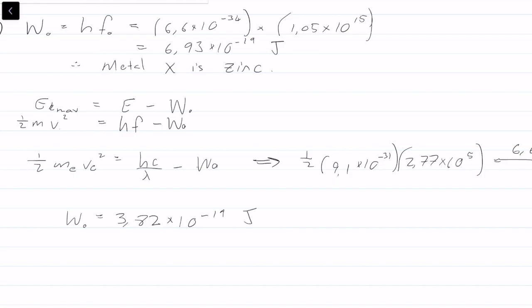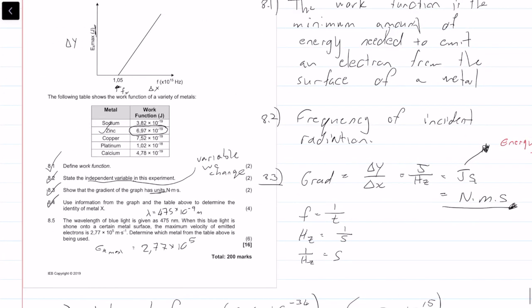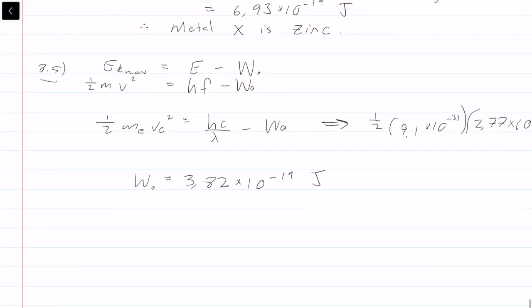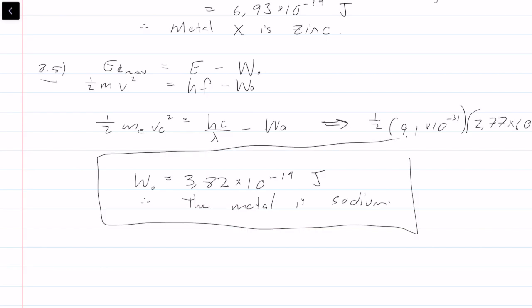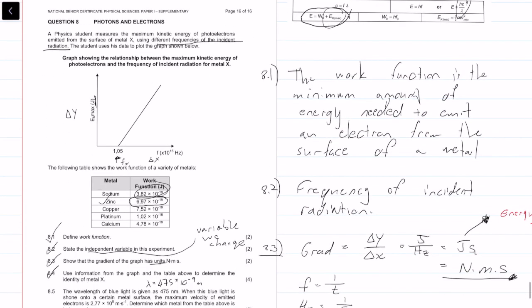Now we go to our table. Let's see, 3,9 is pretty much sodium, so we can say, therefore, the metal is sodium. That is our answer. I'm going to box this because that's our full answer. And just like that, we get our 16 marks.